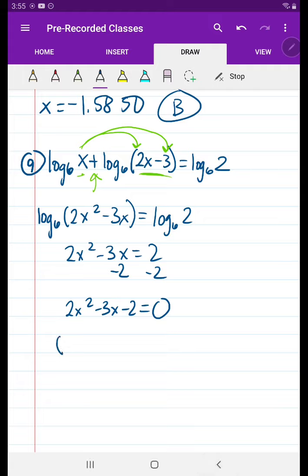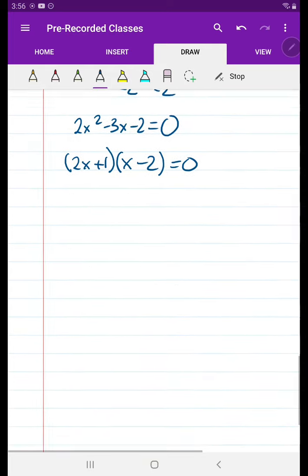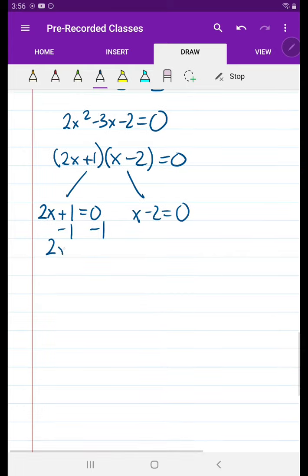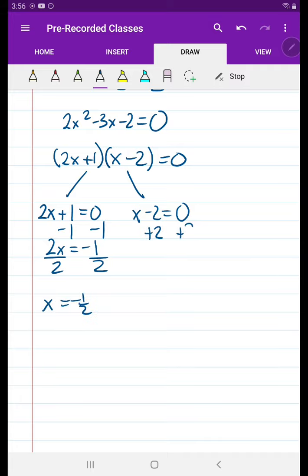And this is something we can factor with first and last. If I factor this with first and last in my head, I'm going to get 2x plus 1 times x minus 2 is 0. And then I can take each of those factors and split them up. So 2x plus 1 is 0. x minus 2 is 0, and solve these. So subtract 1, 2x is negative 1, divide by 2, x is negative 1/2. And then on the other side, I'll add 2, and x is 2.